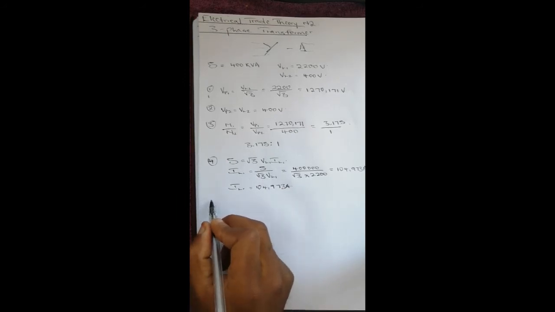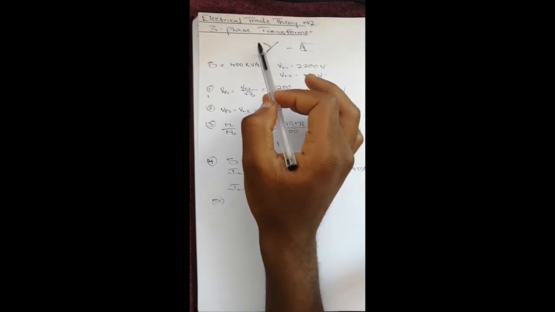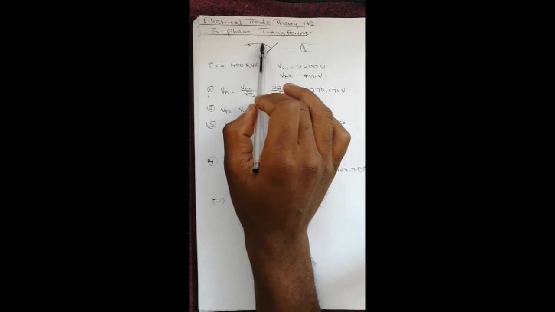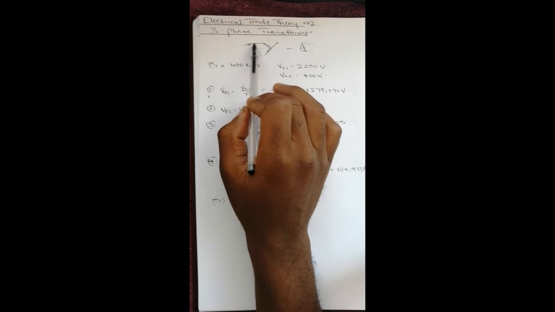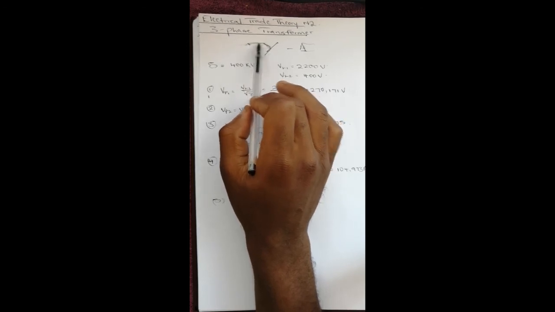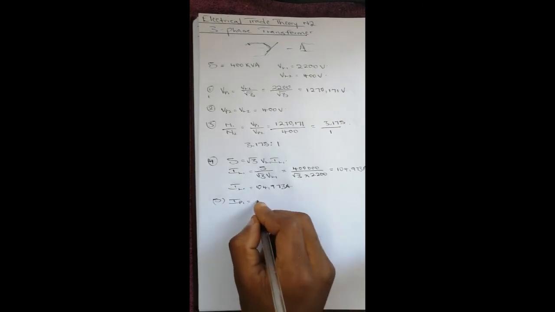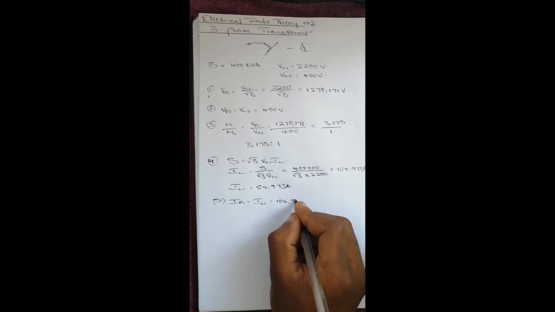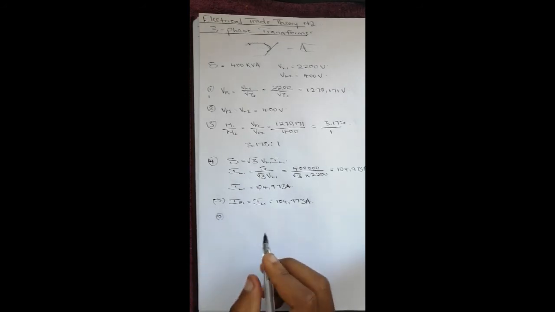And then number 5 says the primary phase current. On the primary side, the line current coming through also passes through the first winding, so it's the same throughout that single phase. So I phase 1 equals I line 1, which is 104.973 amps.